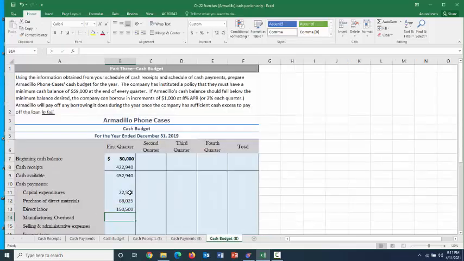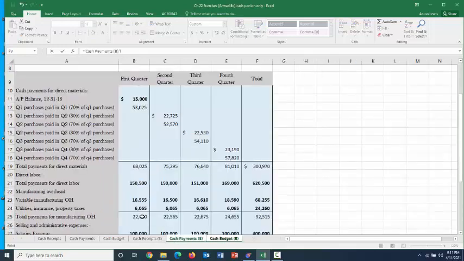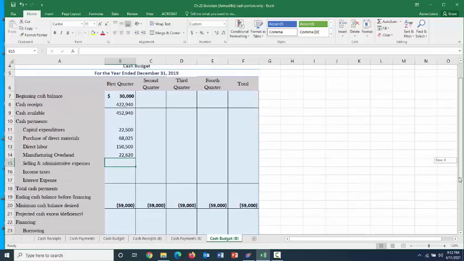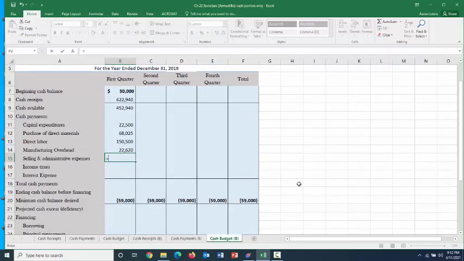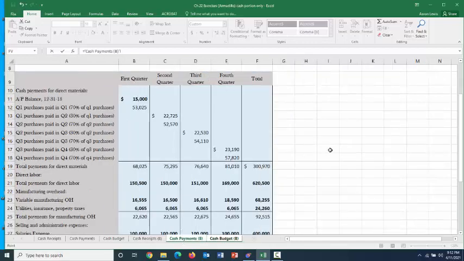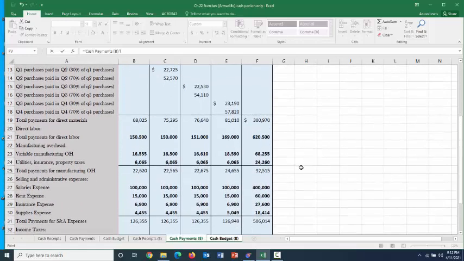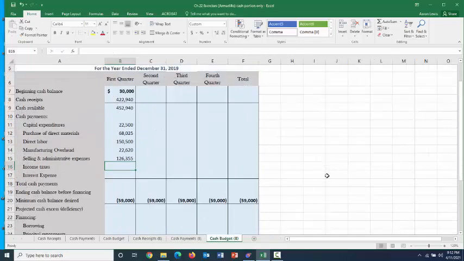We have manufacturing overhead next. If we go to our schedule of cash payments one more time, we see that our total payments for manufacturing overhead during the first quarter is $22,620. We bring that number over. We have selling and administrative expenses coming up next. Well, we go back to our schedule of cash payments, and Armadillo Phone Cases during that first quarter of the 2019 year is expected to pay $126,355 for S&A expenses during that period.